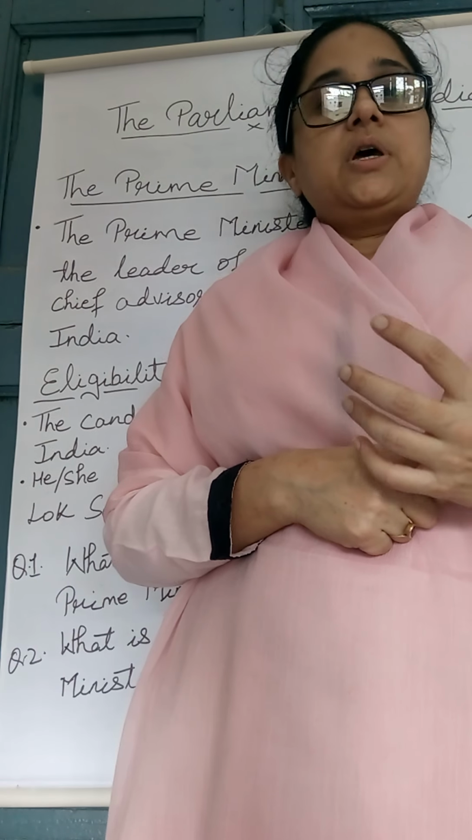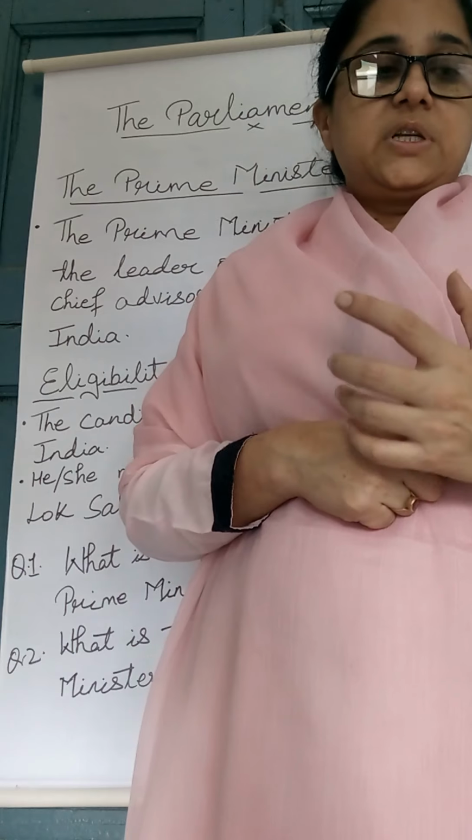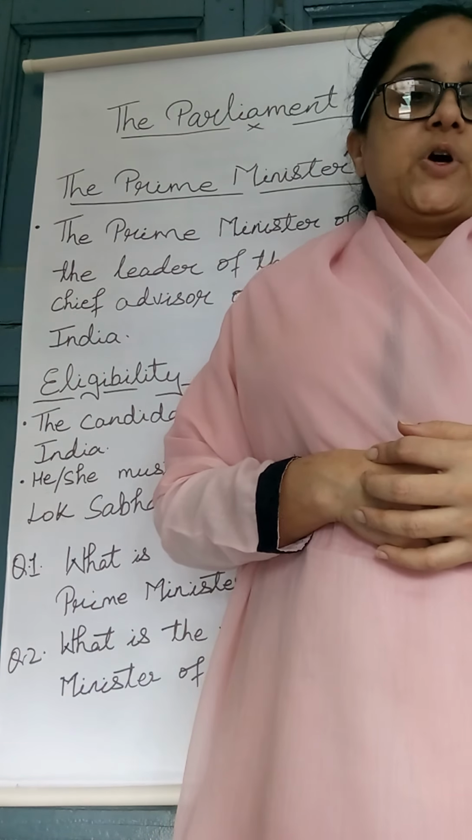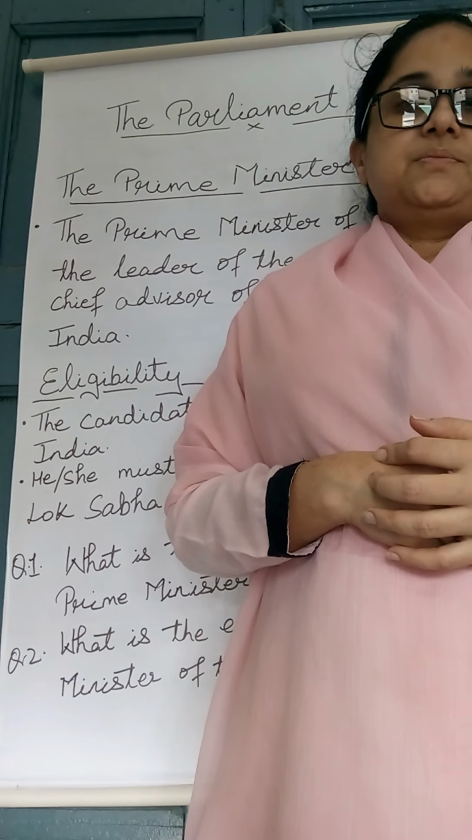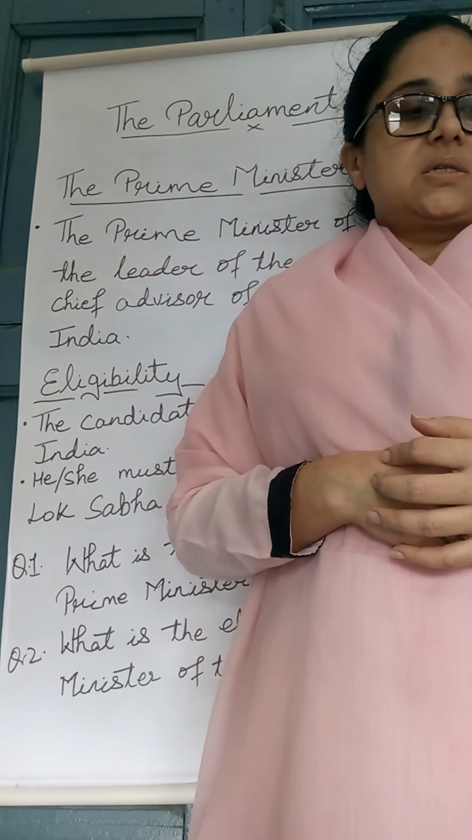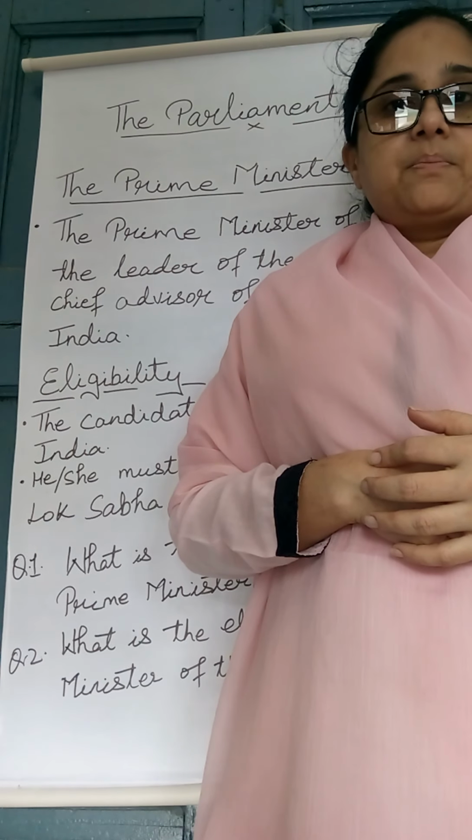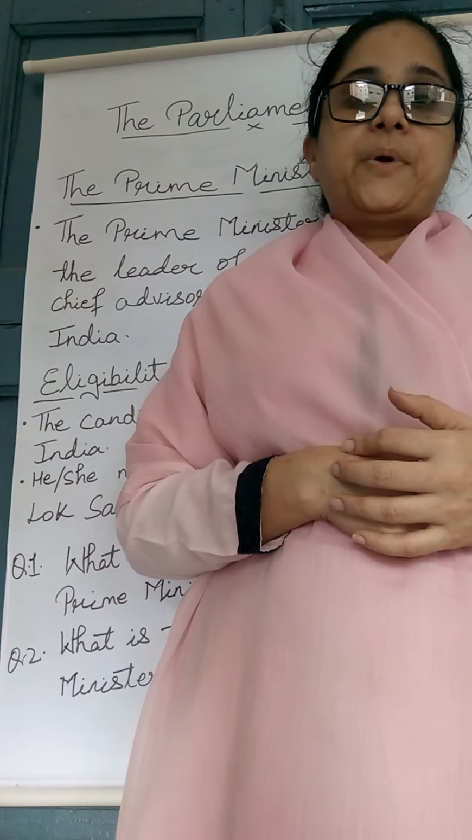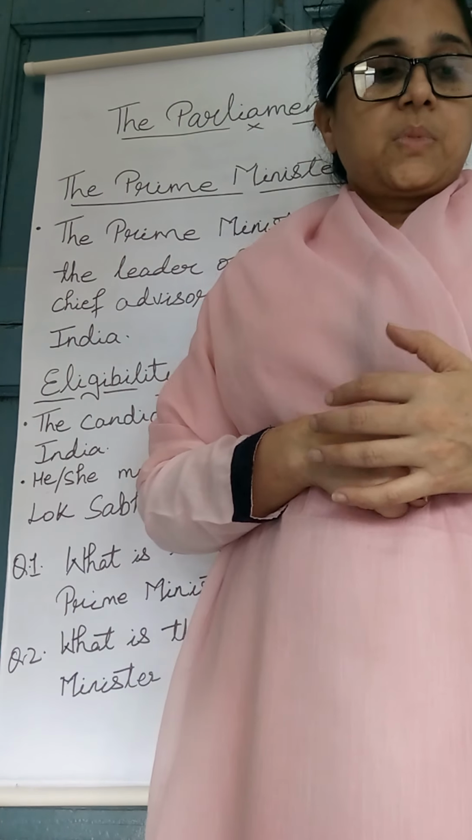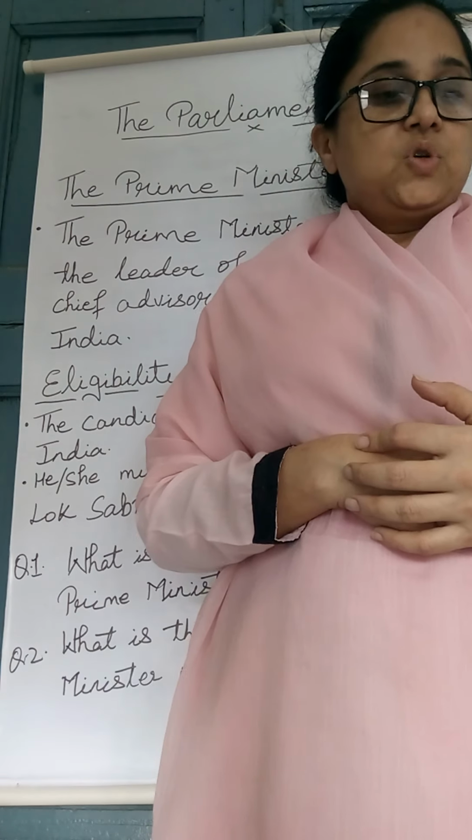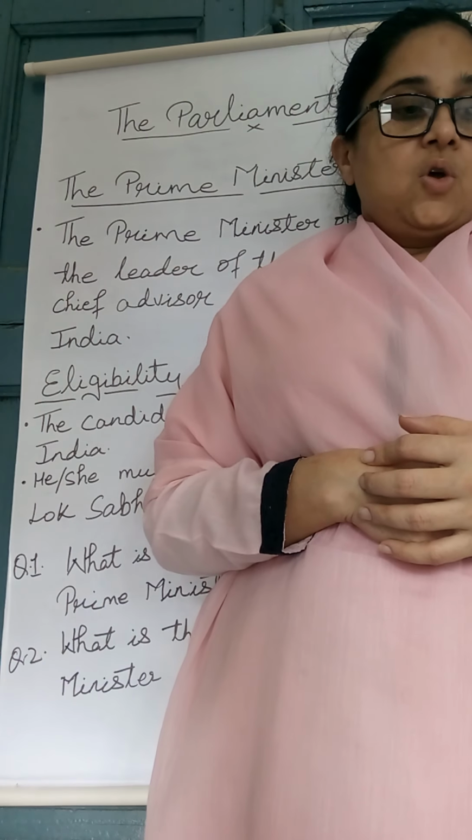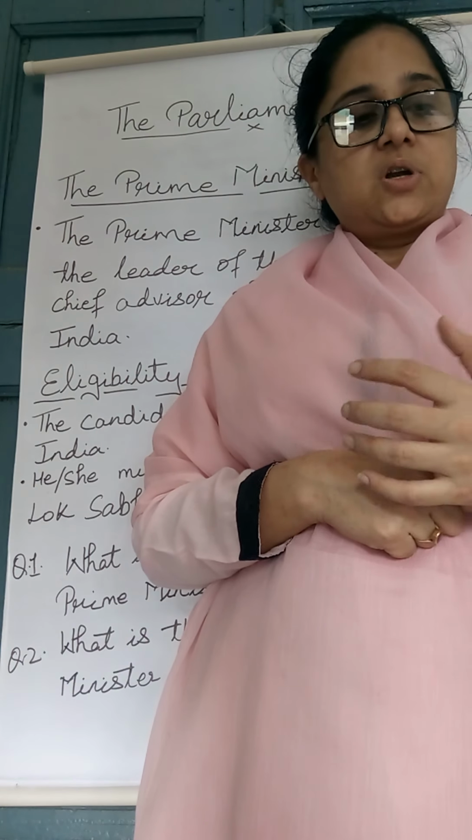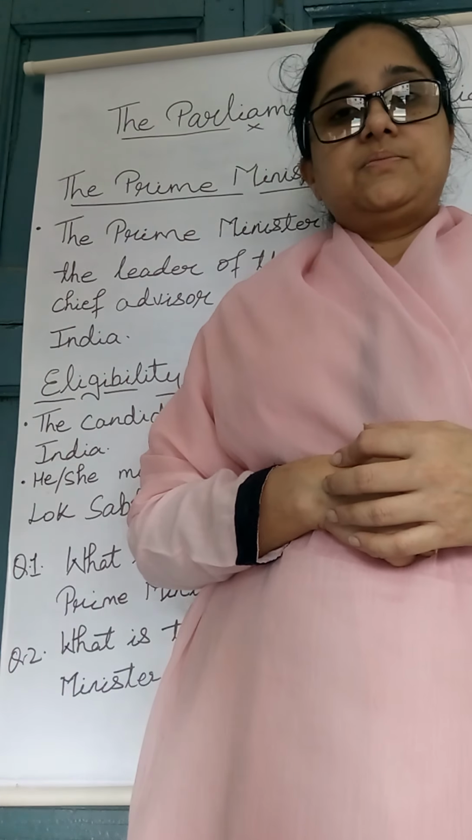Now, how does the appointment of the Prime Minister take place? The Prime Minister is appointed by the President and the other ministers are appointed by the President on the advice of the Prime Minister. The Prime Minister should be a person who is able to command the support of a majority in the Lok Sabha.